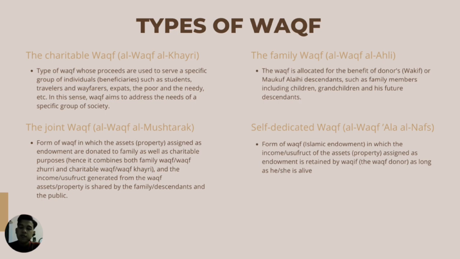So the third one is the joint waqf, or Al-Waqf al-Mushtarak. It is a form of waqf in which the asset or property assigned as endowment is donated to the family as well as for charitable purposes. It combines both family waqf and charitable waqf, and the income generated from the waqf is shared by the family or descendants and the public.